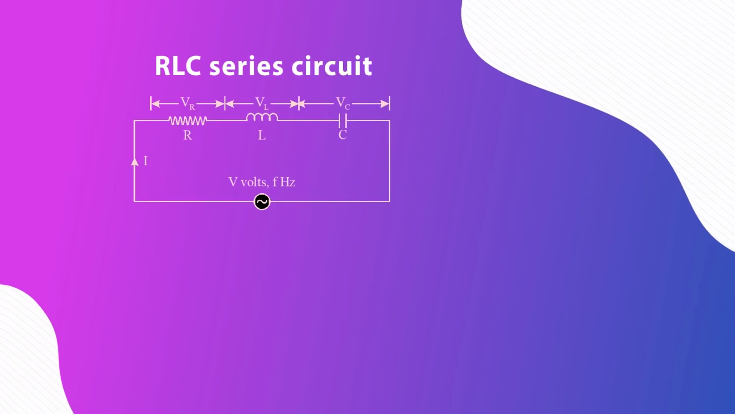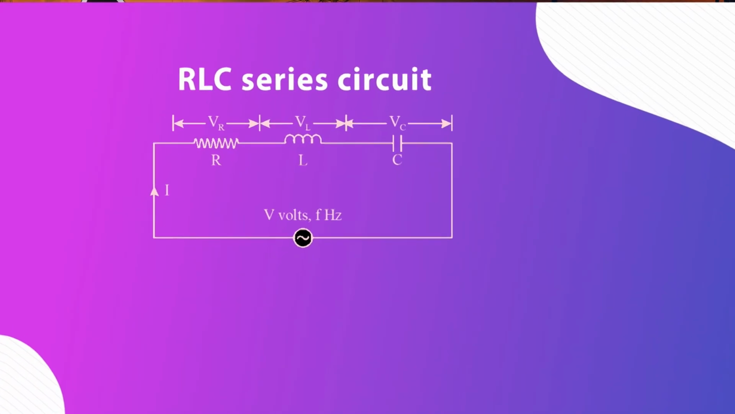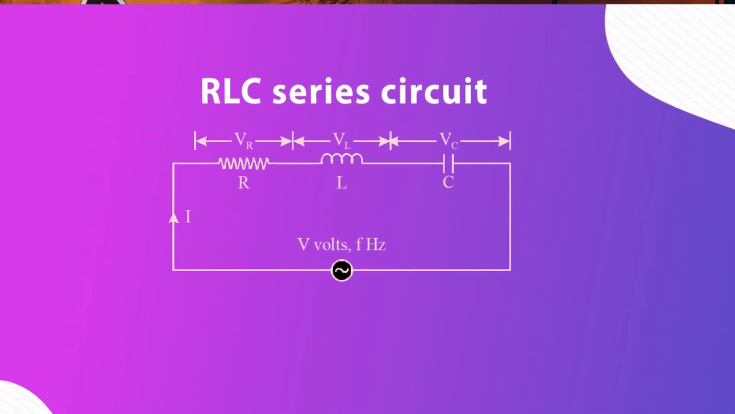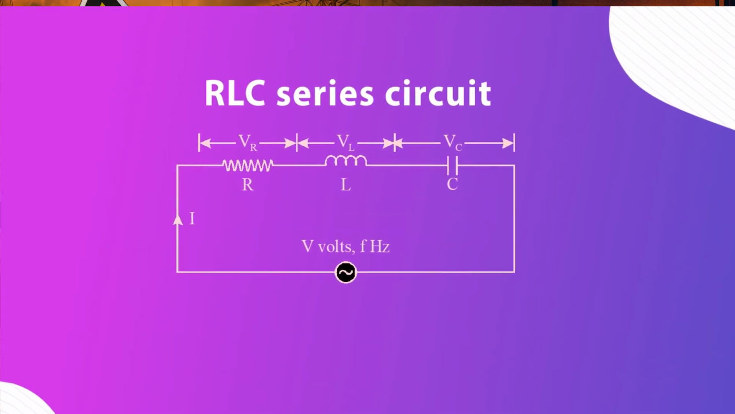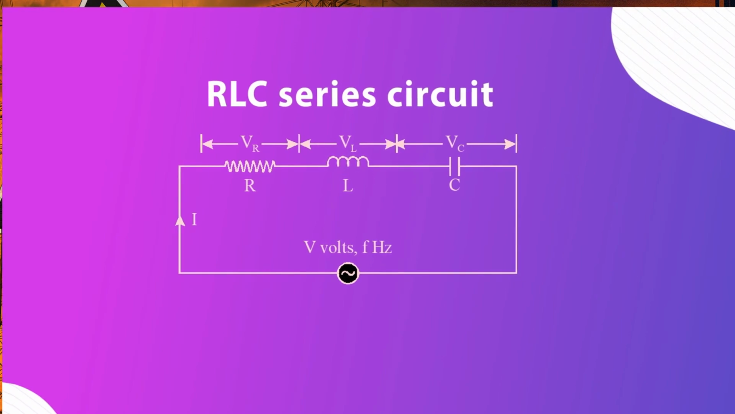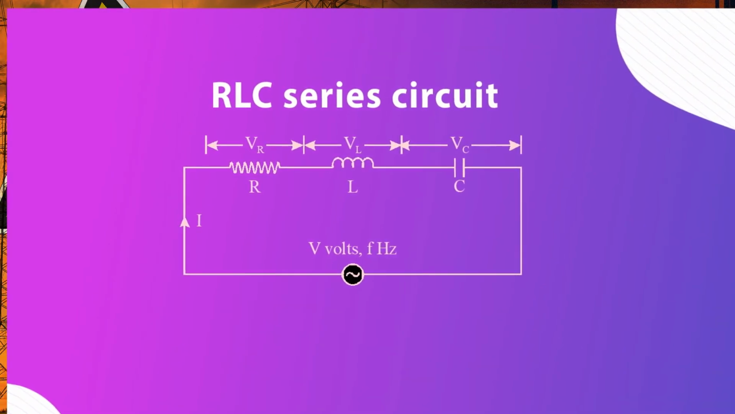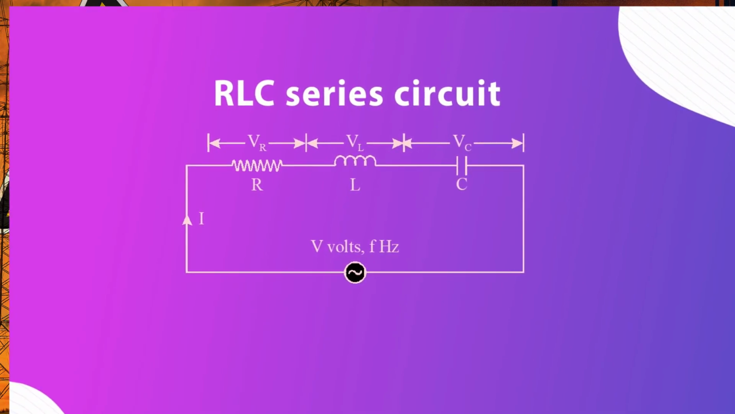So now we are going to discuss the RLC series circuit. RLC series circuit means what? A circuit which has resistance, inductance and capacitance, and all these three components are connected in series. So here you can see in the figure that resistance, inductance and capacitance are connected in series across the voltage V, a voltage which has frequency f hertz.